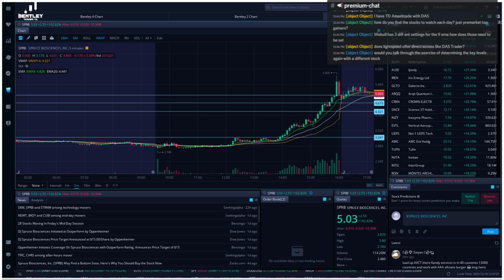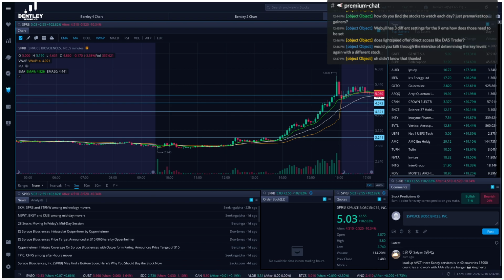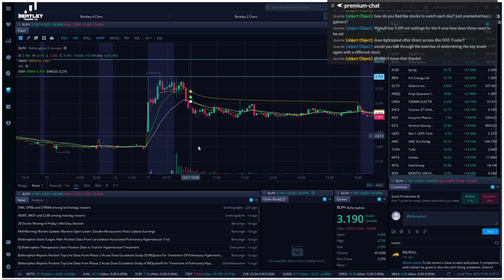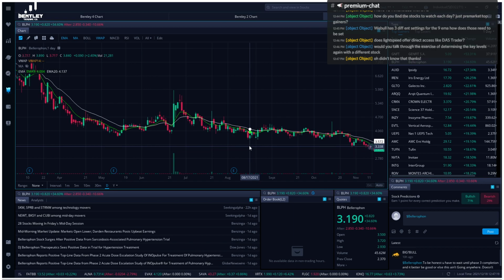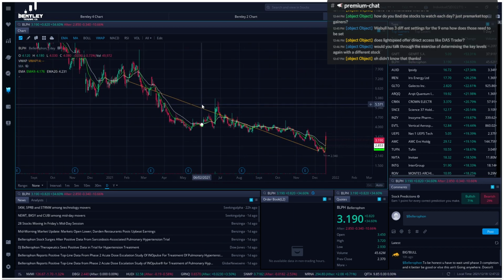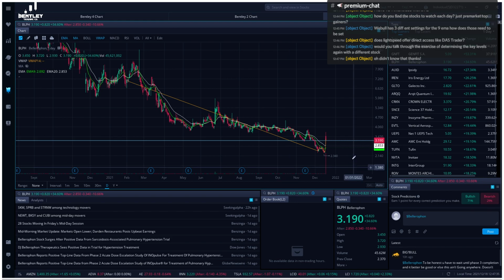Would you talk through the exercise of determining the key levels again with a different stock? I'll go over that real quick. I don't have much time, but basically on this one you want to go back to the daily chart. Here's the daily chart. You're going to find the levels of rejection. Right here is one, that area. Then you go up here and here's another one.